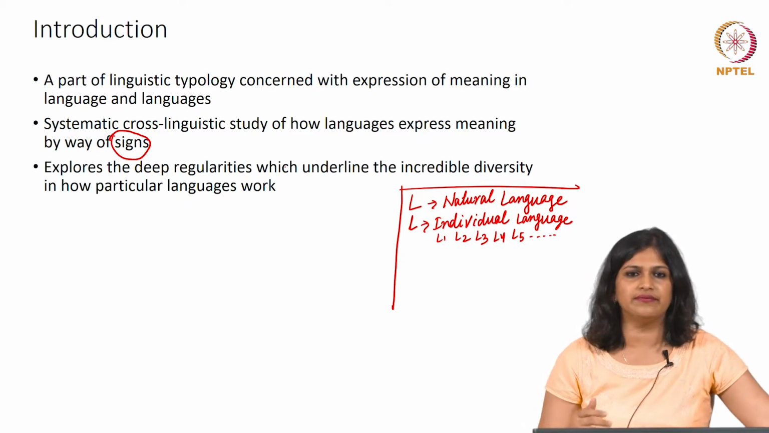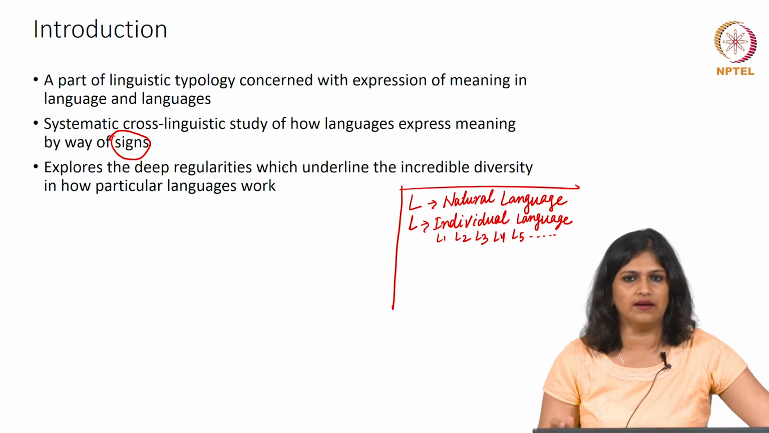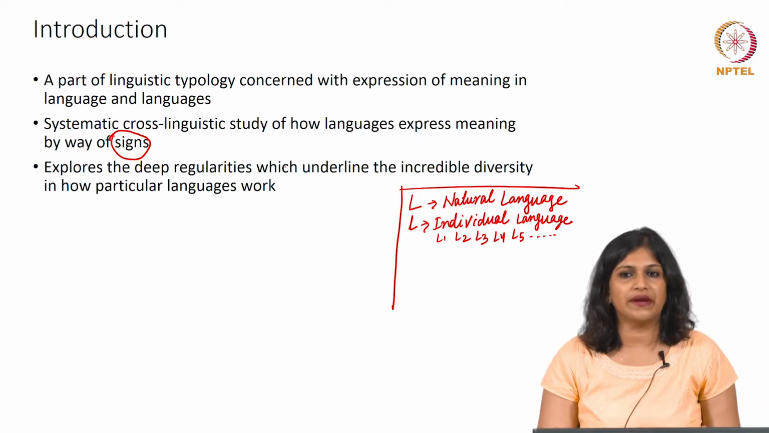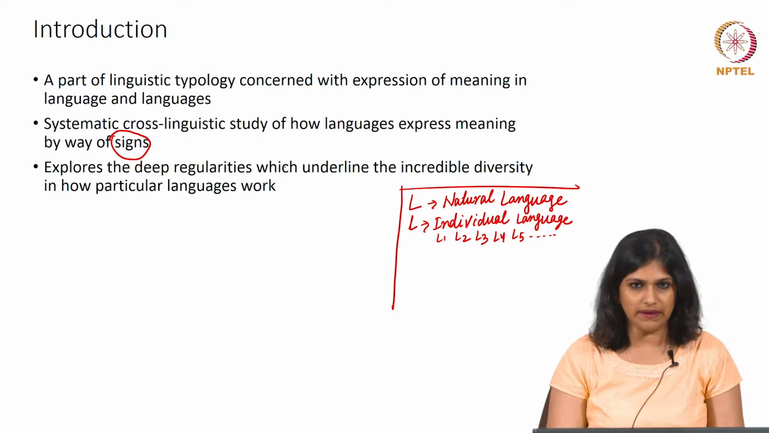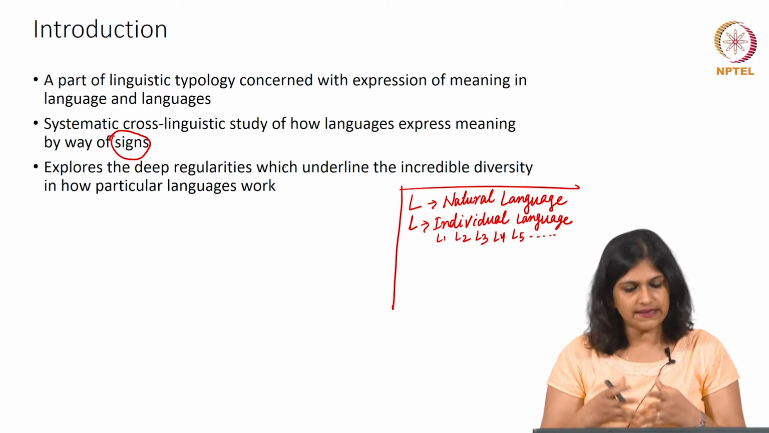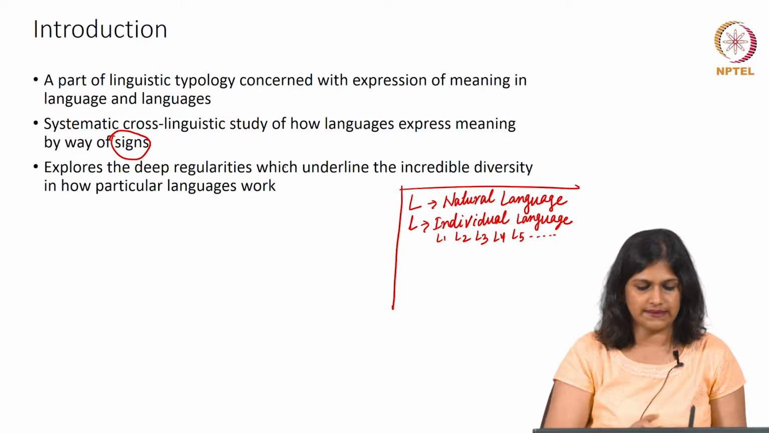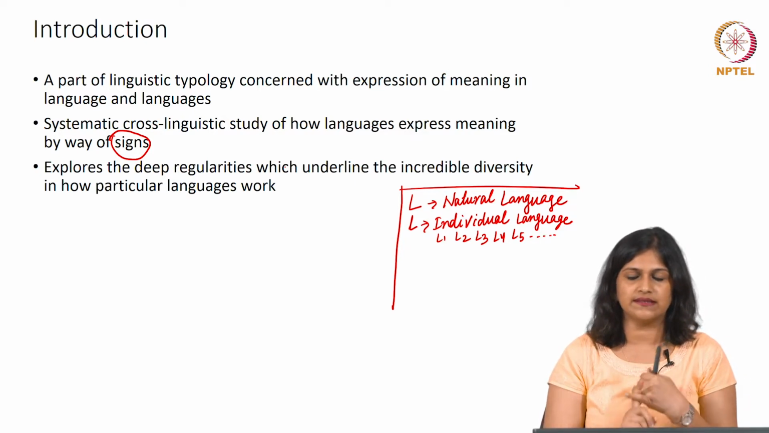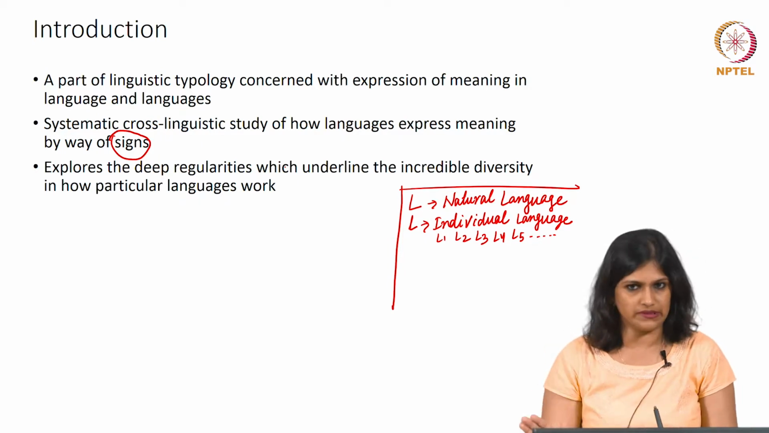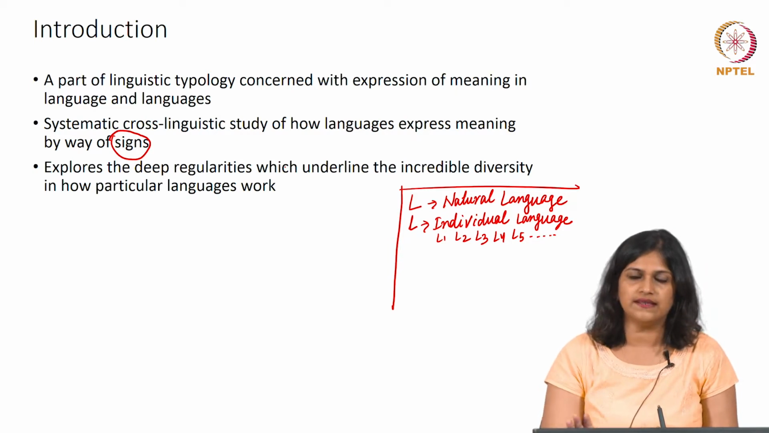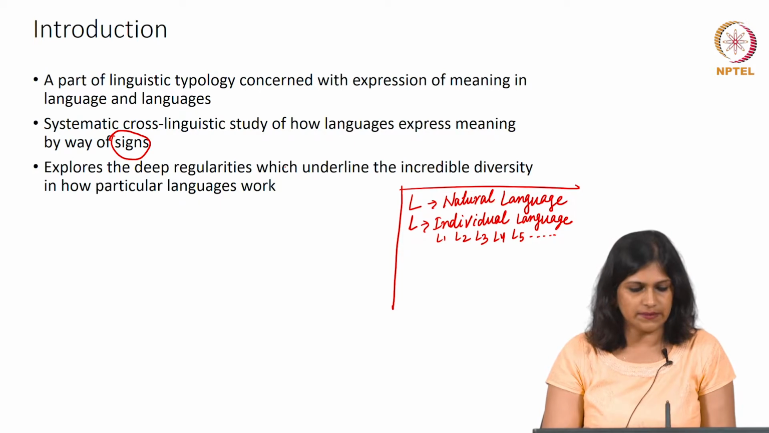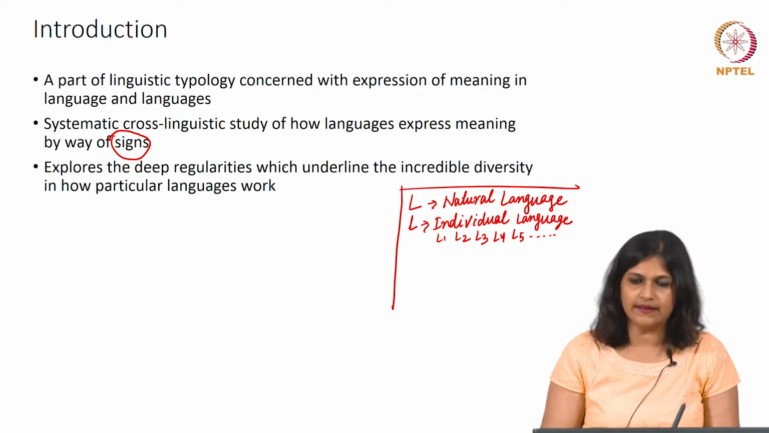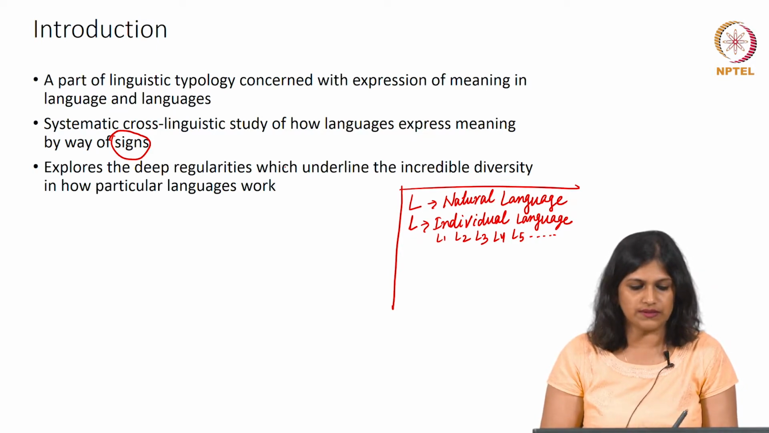Just like all branches of linguistics, this particular discipline is also concerned with the deep regularities which underlie the incredible diversity in how particular languages work. It sounds so heavy, this statement, but if you try to understand it, it is actually very simple. Look at the 3 points written on the slide. The first thing is that this is a part of linguistic typology that is concerned with the expression of meaning in language and languages. Second, much like other disciplines of linguistics, this is also a cross linguistic study, and it deals with how languages express meaning by way of signs. The third thing is that it explores the systematicity that this domain includes.